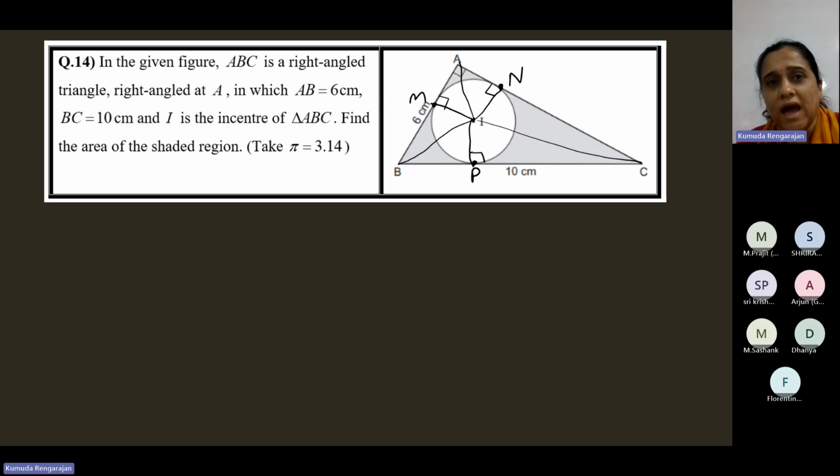First step is to join IA, IB, IC. Connect the incenter to the vertices of the triangle. That is step 1. We have divided the whole triangle into 3 smaller triangles. Now for each of the small triangles, we need their respective altitudes.